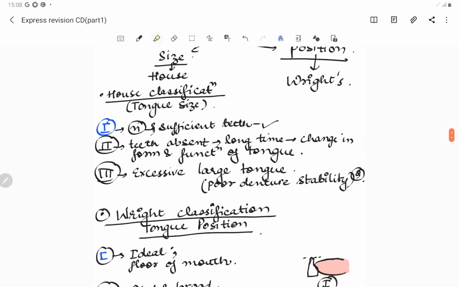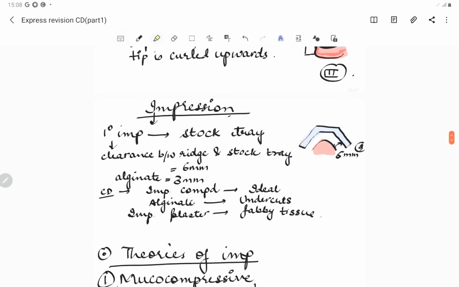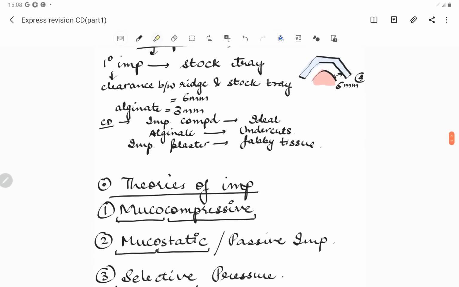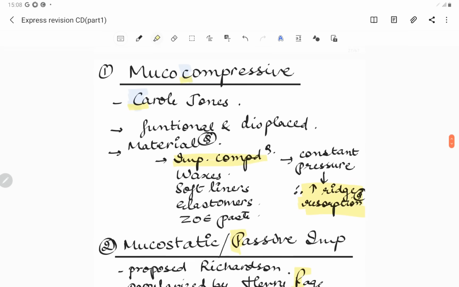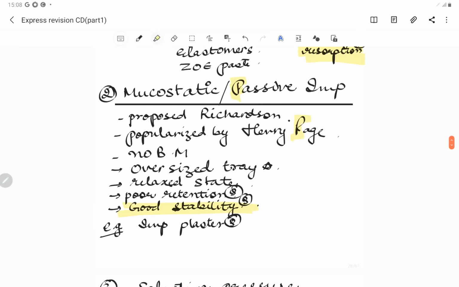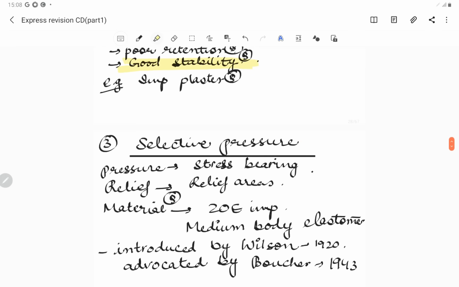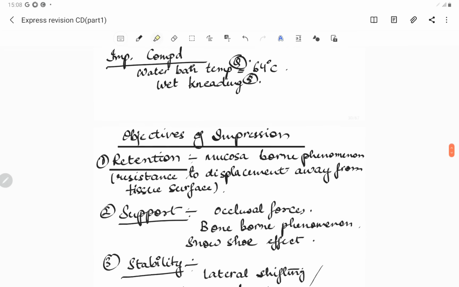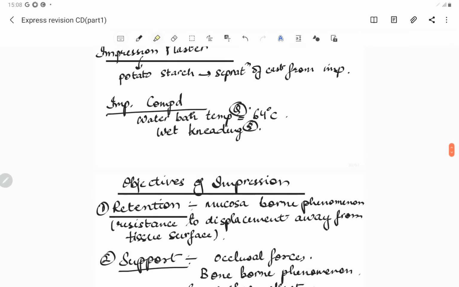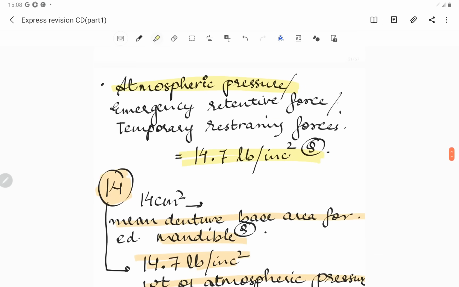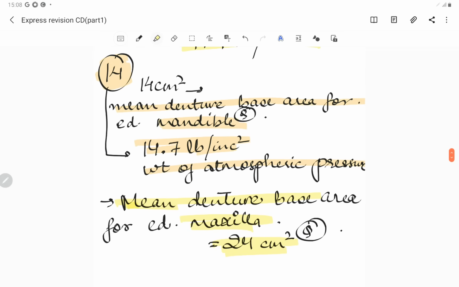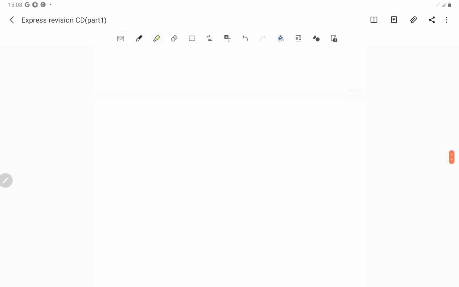Then we have studied the classification of the tongue based on the size and based on the position. Then we have studied the clearance between the ridge and the stock trays, 6 millimeters, and theories of impression: mucocompressive, Carl-Jones, mucostatic, passive impression, Page, and selective pressure theory by Boucher. We have studied the impression materials a little bit, and they will be covered in dental materials. Also the objectives of impression: atmospheric pressure, which is 14, and the mean denture base area for the edentulous mandible is 14 centimeter square, while for the maxilla it is 24 centimeter square.